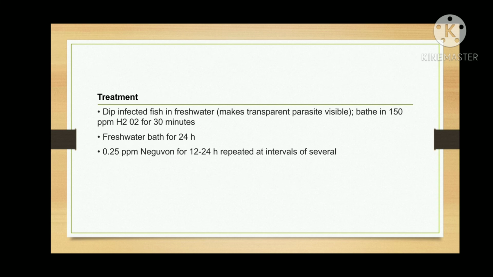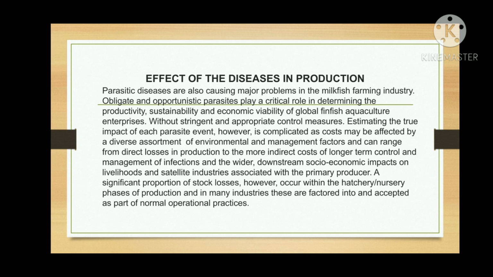Treatment: dip infected fish in fresh water, makes transparent parasite visible. Bath in 150 ppm H2O2 for 30 minutes. Fresh water bath for 24 hours. 0.25 ppm Neguvon for 12 to 24 hours, repeated at intervals of several days.